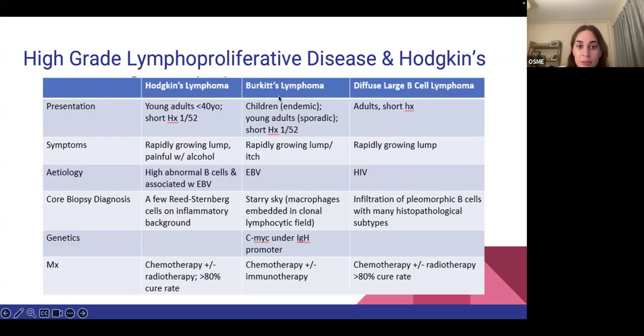Burkitt's lymphoma is a cancer that tends to occur in quite young children, and it's a rapidly growing lump that's also associated with EBV, but the biopsy will show this starry sky appearance, whereas a diffuse large B cell lymphoma is a cancer of the older and it's associated with HIV. Again, it'll be a rapidly growing lump, and it'll be this infiltrative histological picture.